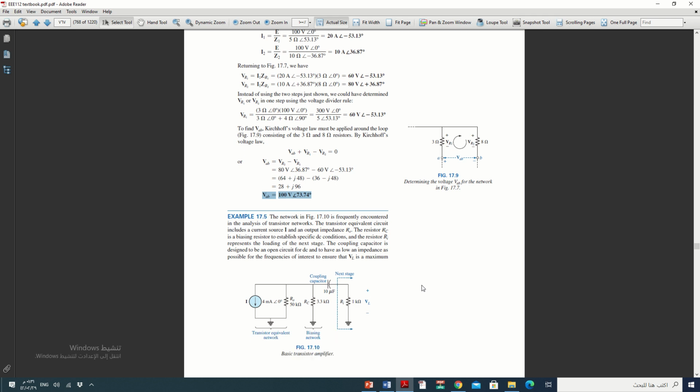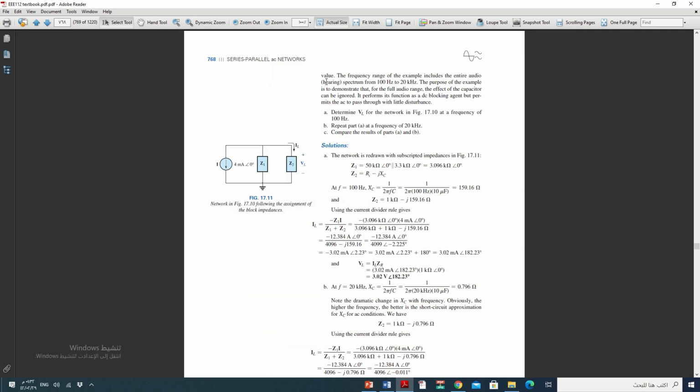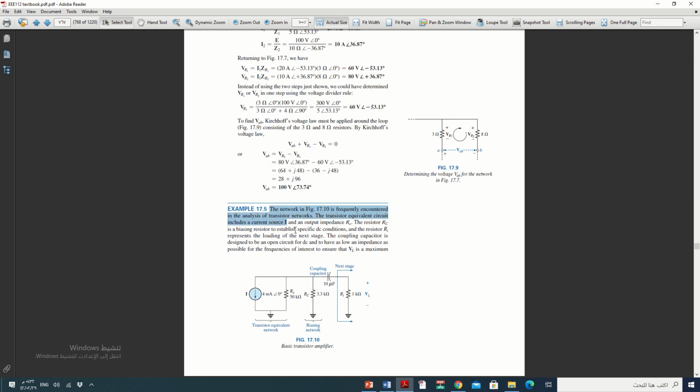Okay, let us talk now about another example, which is 17.5. This circuit is for some network. It is explained here. What is this network about? What is the main point for us to calculate, what is required, which is VL. You can read this, it explains what the circuit is for. Okay, it has R naught, RC, RI, and this capacitor.